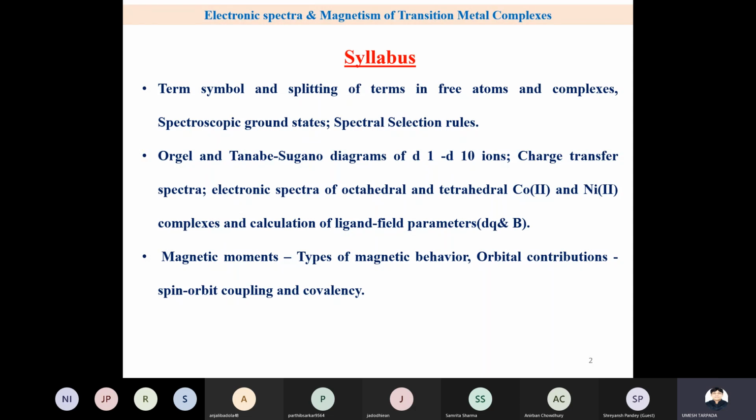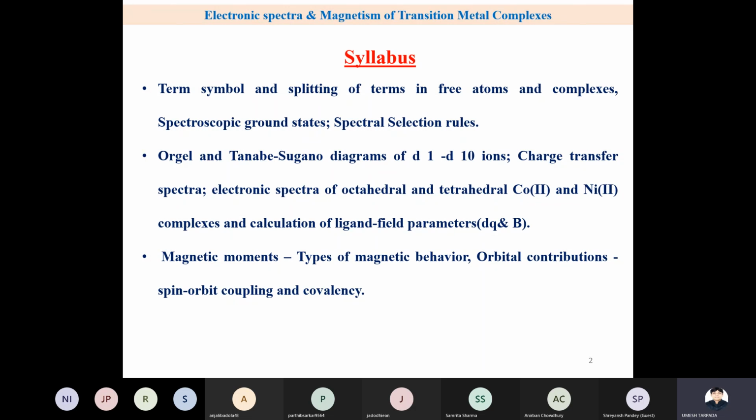So term symbol and splitting of term in free atoms and complexes. Now that term splitting is not related to crystal field splitting, but it is related to the Orgel and Tanabe-Sugano diagram. Where the d term is split into different terms, or you can say the d orbital is split into T2g and Eg. In this way, the f orbital is split into different ground terms. Okay, so in this way this concept is written.